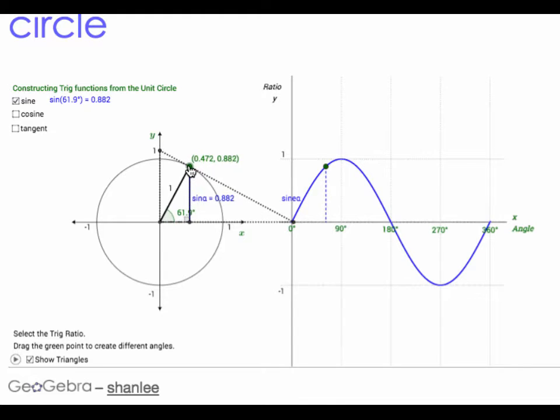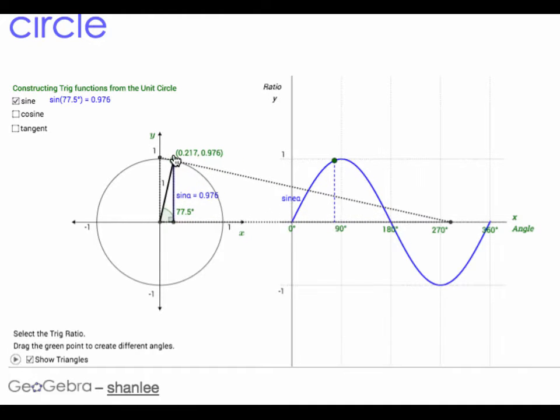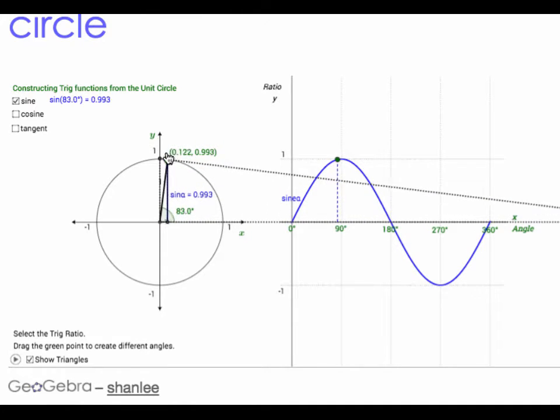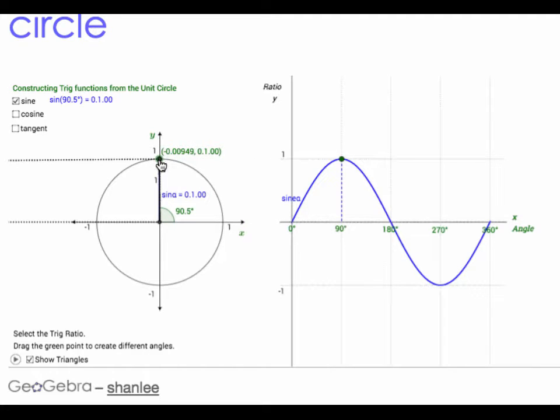All right? Now, here's the interesting thing. That ratio reaches its peak when I've moved 90 degrees. At 90 degrees, on the unit circle, the sine function value is a positive 1. So if I put the function sine of x in my calculator, I would get a graph that looks like this. Where that value comes from is drawing this triangle within a unit circle, or a circle that has a radius of 1.